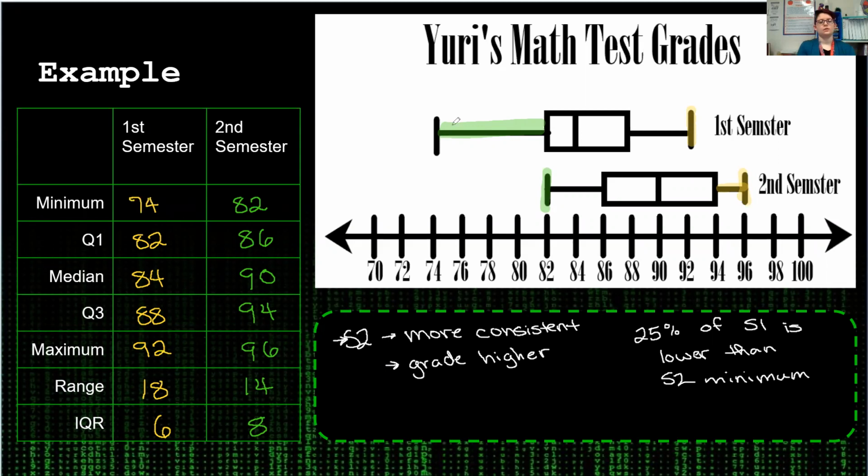Another inference, and I'm not going to write all of these down, is that these three boxes represent 75%, and they're higher than 50% of her semester 1 scores. If you see any other conclusions we can make, drop them in the chat below. I'm interested in seeing what other conclusions you find about Yuri's math test scores between semester 1 and semester 2.